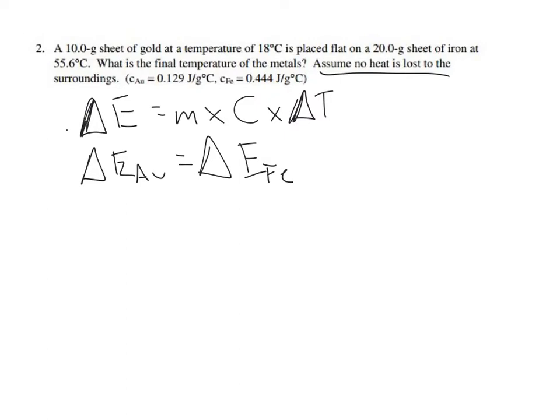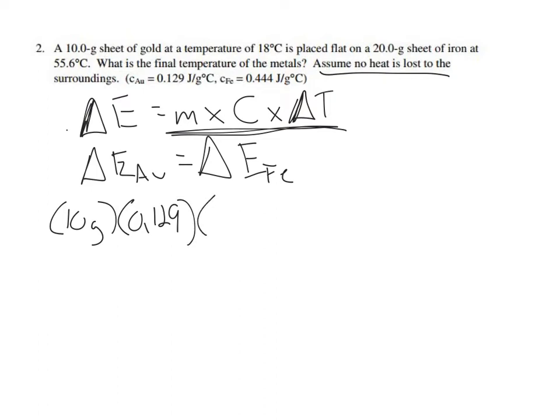So whatever heat is gained by the gold is being lost by the iron, which means that we can take the equation for the change in energy for the gold and make it equal to the change in energy for the iron, and then we're going to be able to solve for the final temperature of the two metals. So we're going to take the mass of the gold, which is 10 grams, times the specific heat of the gold, which was given, 0.129, times the change in temperature. Now here's the part that we don't know. We don't know what that final temperature is, but we are given the initial temperature of 18 degrees Celsius.